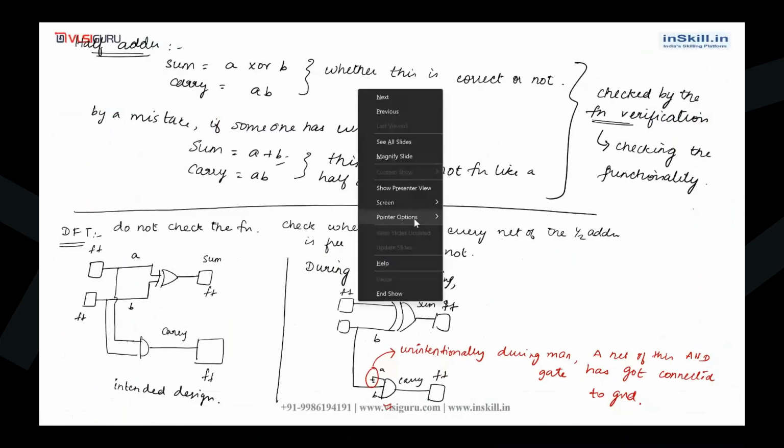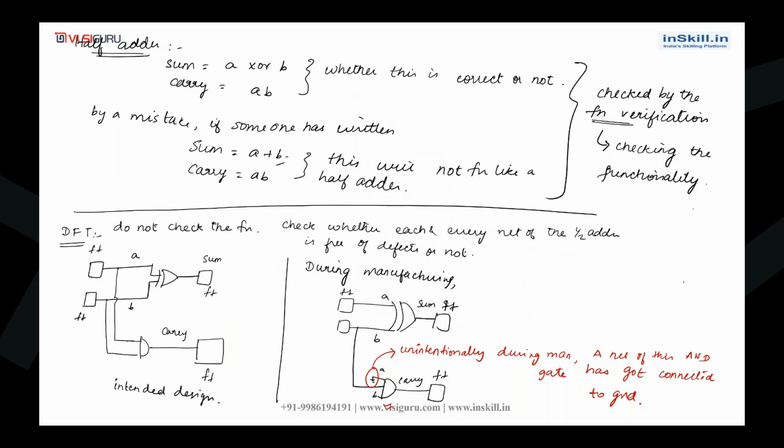So say for example you have a half adder. For a half adder, what is the expression for sum? Sum will be A XOR with B, carry will be A AND B. Whether whatever is written here is correct or not, that is what will be checked by the functional verification team. If someone mistakenly has written sum is equal to A plus B, carry is equal to AB, then this will not function like a half adder. So this is what will be checked by the functional verification team. They will be checking the functionality.